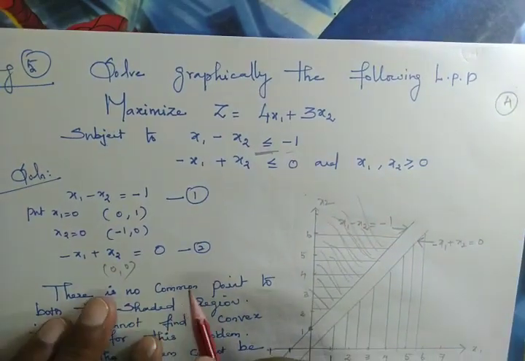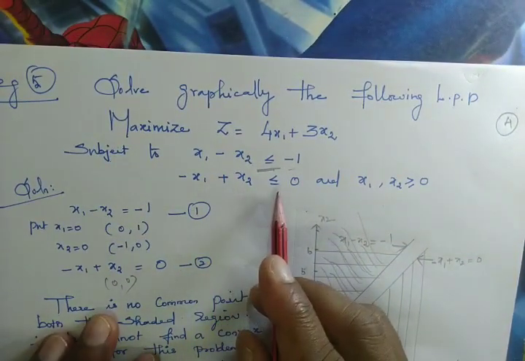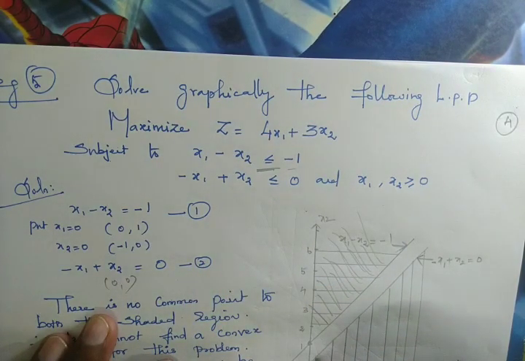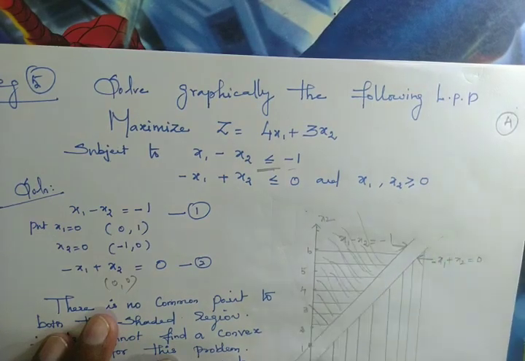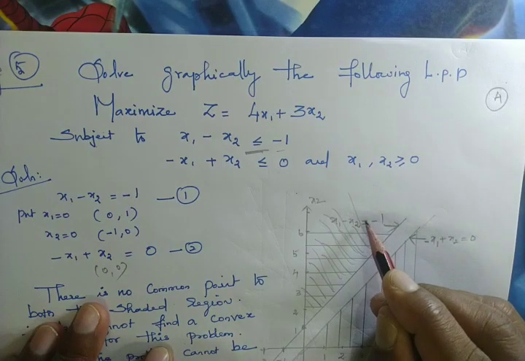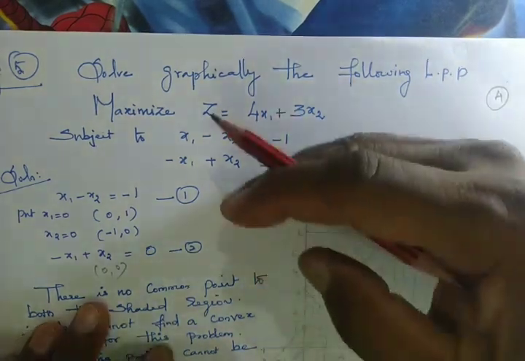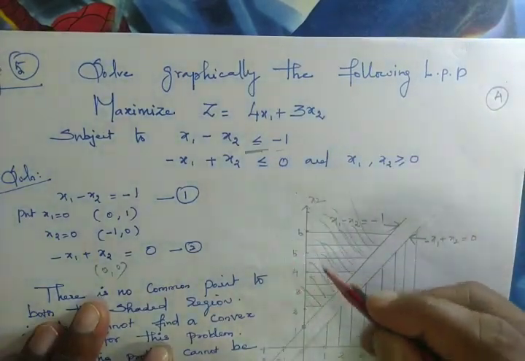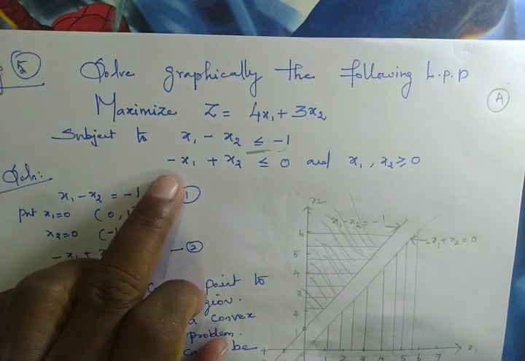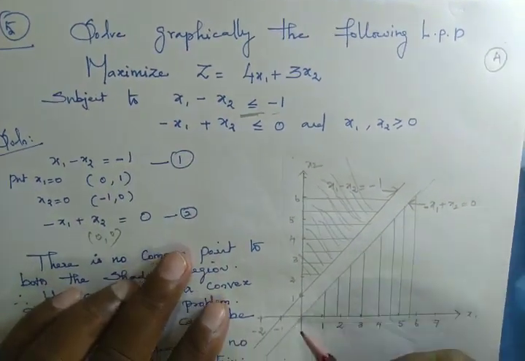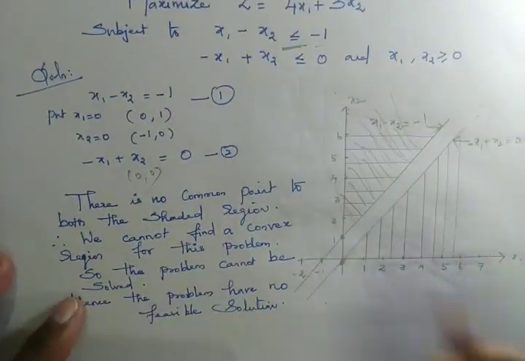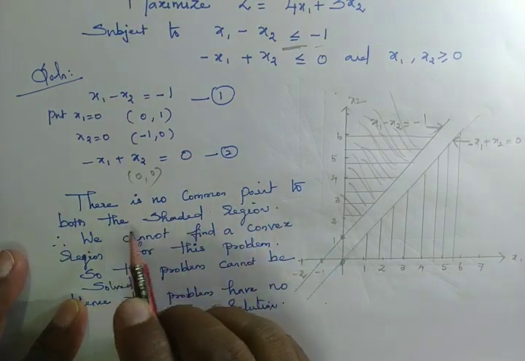And for the second one, minus x1 plus x2 equal to 0, the line passes through the origin. The first constraint is x1 minus x2 less than or equal to minus 1, and we consider this place. Why are we shading the line like this? Because less than minus 1 means this portion only. And the second one, minus x1 plus x2, we solve the equation and it passes only through the origin. Now there is no common point to both the shaded regions.